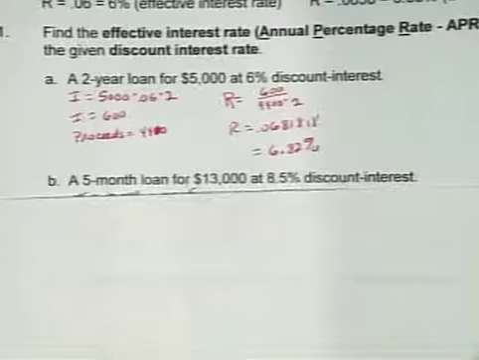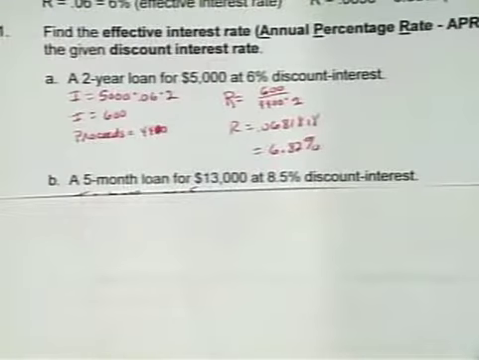Five-month loan. $13,000, 8.5% discount interest. We absolutely know we're going to get larger than 8.5 as the percentage of interest for our APR. Two-step process. Calculate the interest. Find the proceeds. Once you've got that, second step is put it into the rate formula.